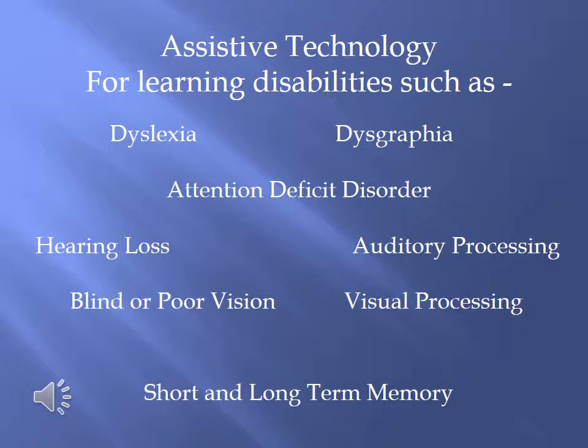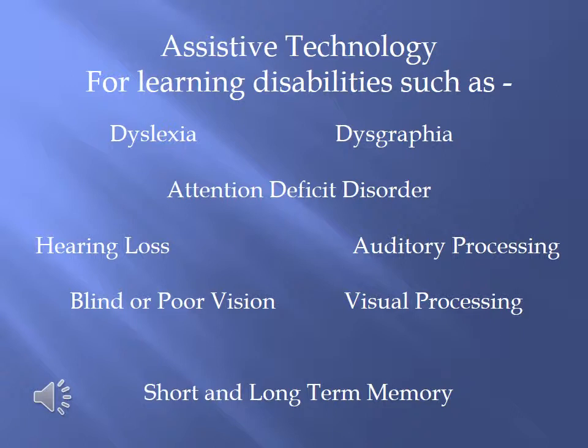Dyslexia is where a student has problems identifying speech sounds and how the sounds relate to letters and words. If a student has dysgraphia, they have difficulty recognizing forms and letters and writing the letters and words. Attention deficit disorder causes a student to have difficulties maintaining attention, which leads to poor school performance.